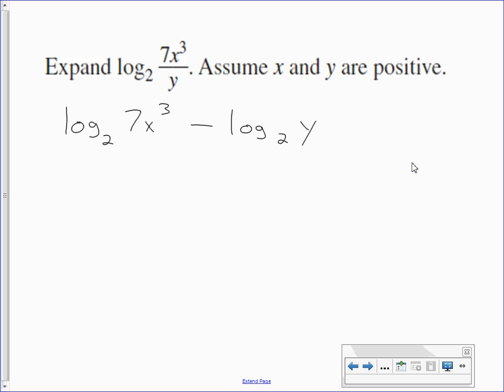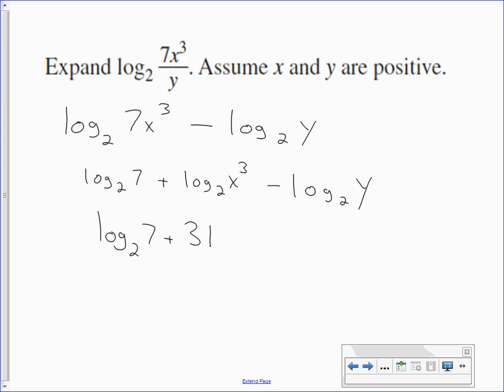There's a multiplication here, 7 times x cubed. So you split this guy apart as well. When you split that up, you get log base 2 of 7 plus the log base 2 of x cubed minus the log base 2 of y. And I heard you say it earlier, with this power, what's the last way to rewrite that? Yeah, put it in front of that log. So your final answer would just be log base 2 of 7 plus 3 log base 2 of x minus log base 2 of y.